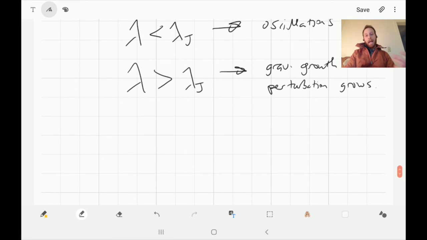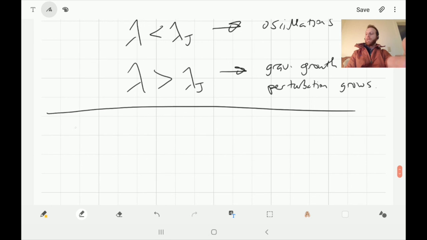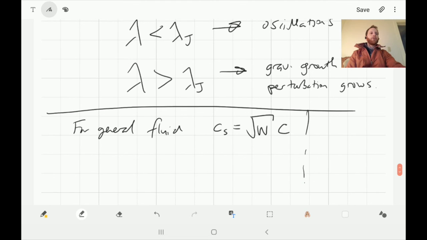I should say that for a general fluid, that would be a fluid in which there is an equation of state parameter that relates the energy density to the mass density, the speed of sound is equal to the square root of W, that equation of state parameter, times the speed of light, c. And I'll remind you, W came in when we had a simple linear relationship between the pressure and the energy density of some substance. Then W would be the proportionality factor.